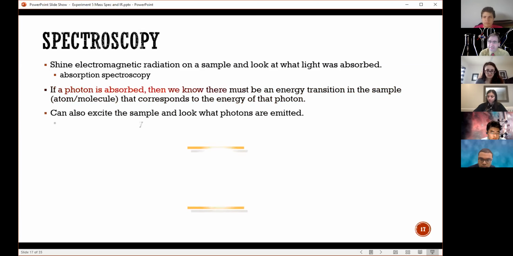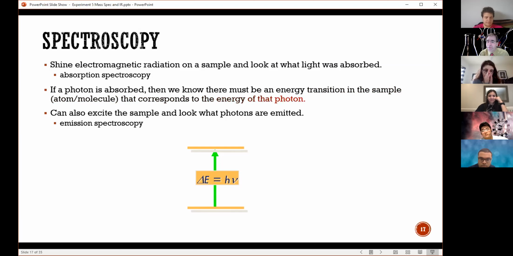You could also excite the molecule and look at what light is emitted. This is what you did with the atomic spectra back in Chem 150 when you looked at the hydrogen lamps and helium lamps, and they gave out certain colors. This figure is so simple, but it's the key to all of what we're doing: you have a change in energy in the molecule, and that change in energy, E equals h nu, corresponds to the photon that was absorbed or emitted.